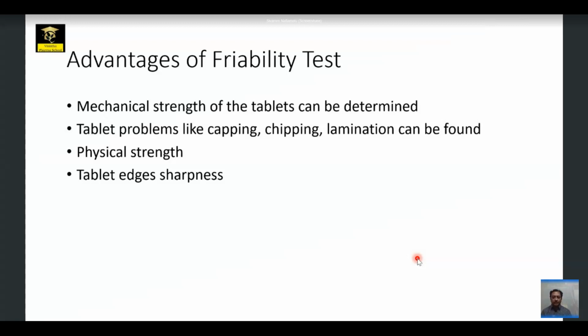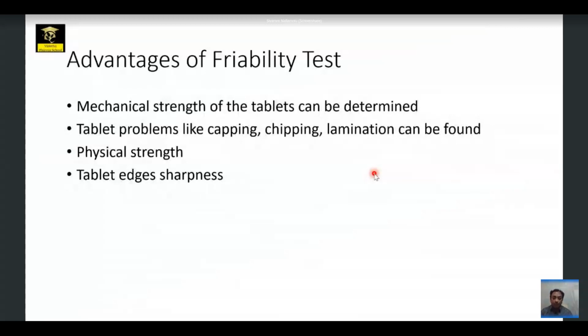Okay, so that is the first point. The other point is that you will be able to identify problems like capping, chipping, lamination, etc. The compressed tablets are known as uncoated tablets. If you want to subject these uncoated tablets to the coating process, the tablets will be subjected to abrasion and impacts in the coating pan a number of times for several hours. During this period, the tablets should not have any problems like capping, chipping, lamination, etc. If these problems are not there, the tablets are in an intact position. So the coating applied onto the surface of the uncoated tablets will be perfect, and a thin film is developed onto the cores of the tablets.